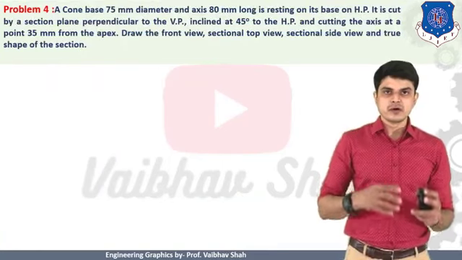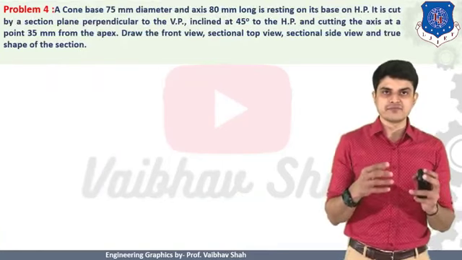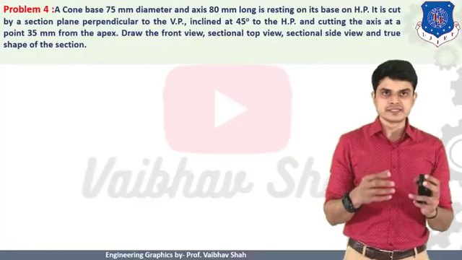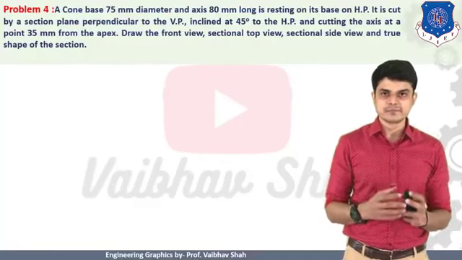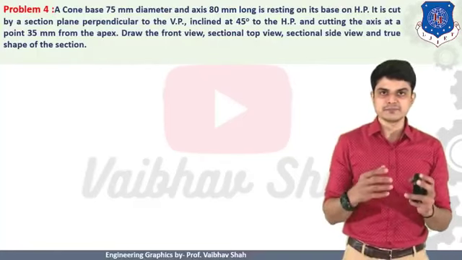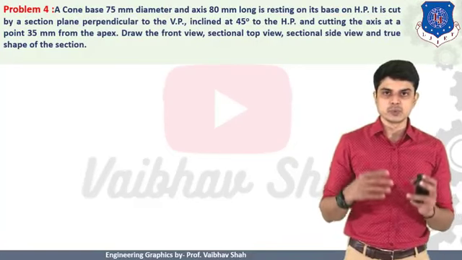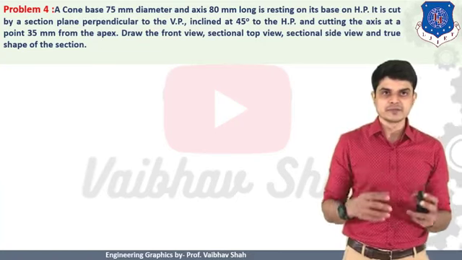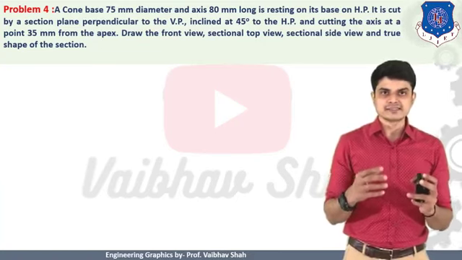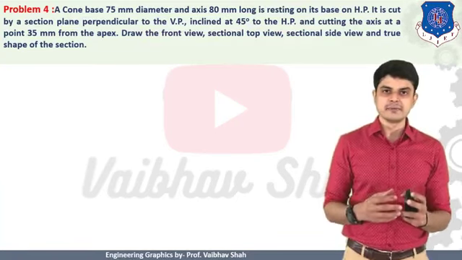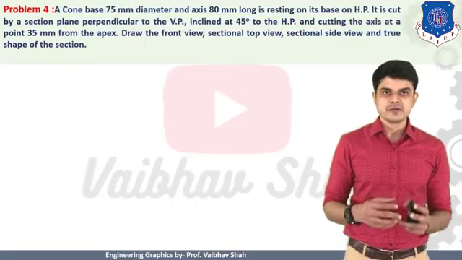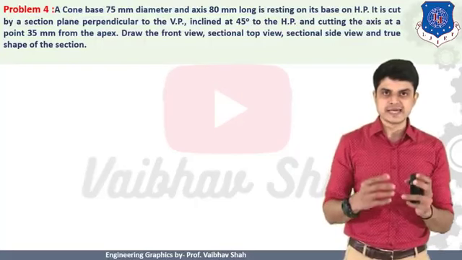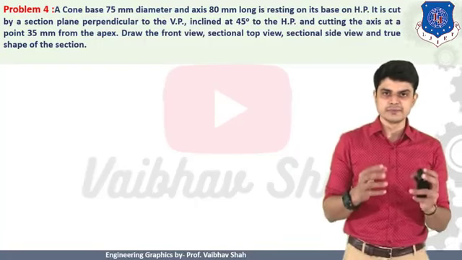Example number 4. A cone with a base 75 mm diameter and axis 80 mm long is resting on its base on HP. It is cut by a section plane perpendicular to VP and inclined at 45 degrees, cutting the axis at 35 mm away from the apex. Draw the front view, sectional top view, sectional side view, and the true shape of the section.